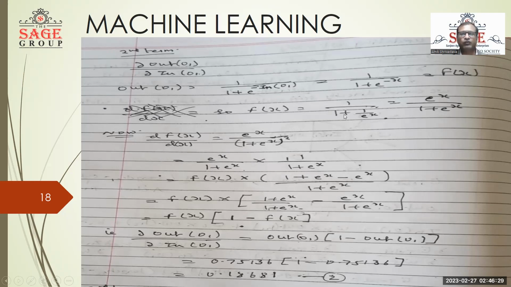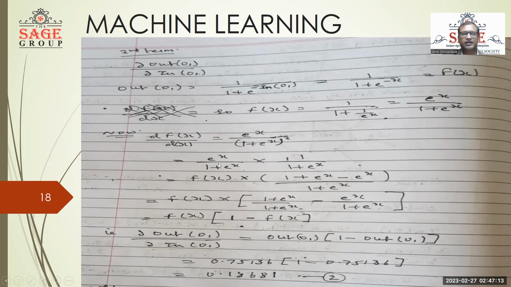So f(x) is equal to 1 upon 1 plus e to the power minus x, which can be written as 1 upon 1 plus e to the power x. So this will go up, so e to the power x upon 1 plus e to the power x. Now this df(x) upon dx, my in O1 is nothing but my x, which I'm considering here. So I can write this term as del out O1. Del out O1 I'm considering as f(x). So del of f(x) upon del of x equals e to the power x upon 1 plus e to the power x the whole square. When I differentiate this, then I will get this output.